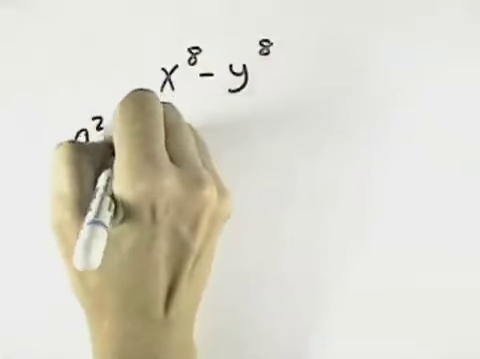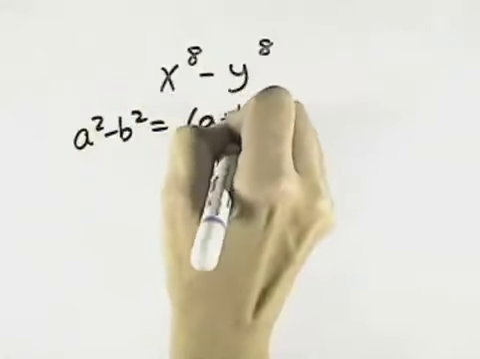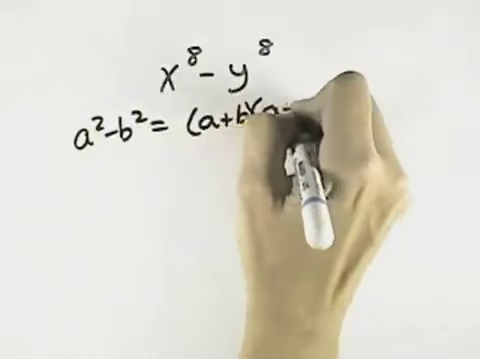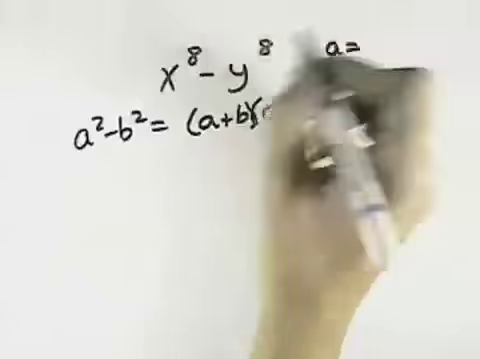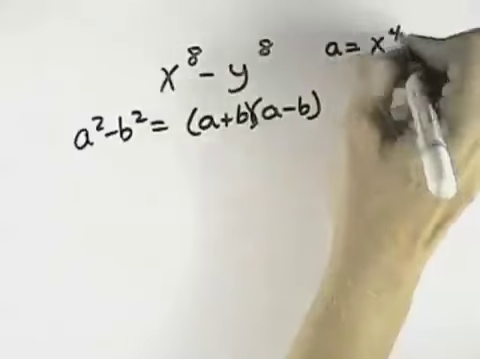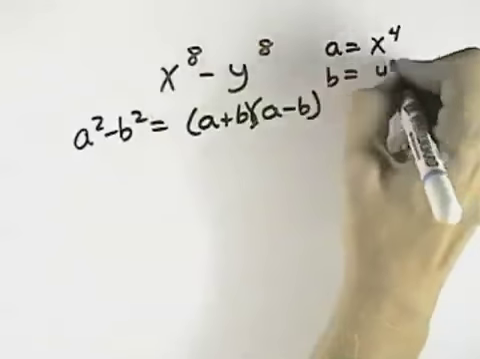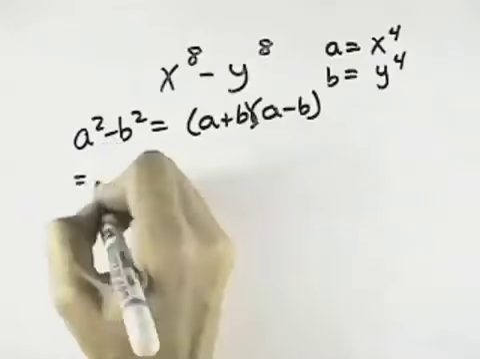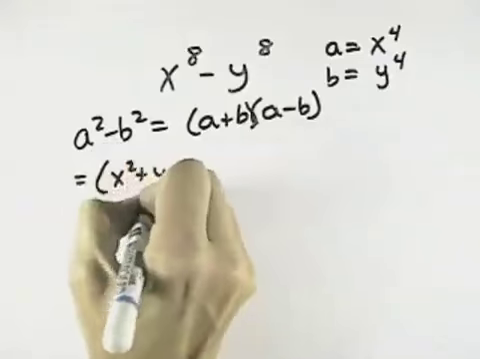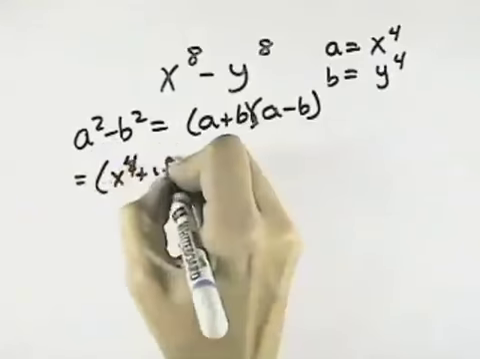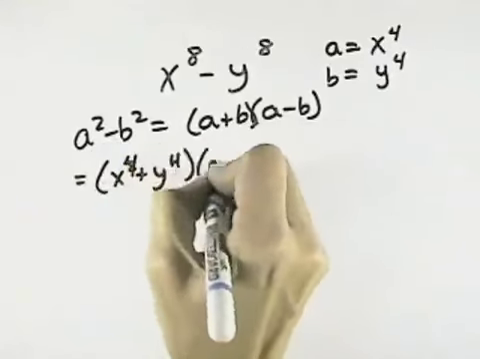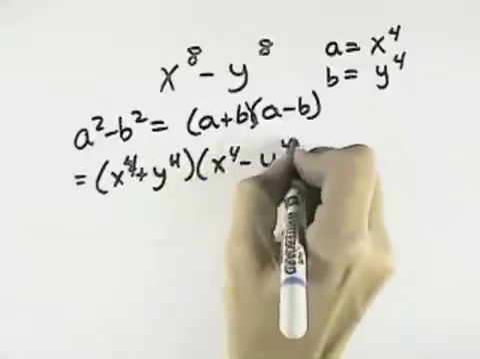So since a squared minus b squared equals the sum and difference of their square roots, we need to identify what a and b are. A would be the square root of our first term, which would be x to the 4th, dividing the exponent by 2. And b would be the square root of the last term, which would be y to the 4th. So we can break it down into x to the 4th plus y to the 4th times x to the 4th minus y to the 4th.